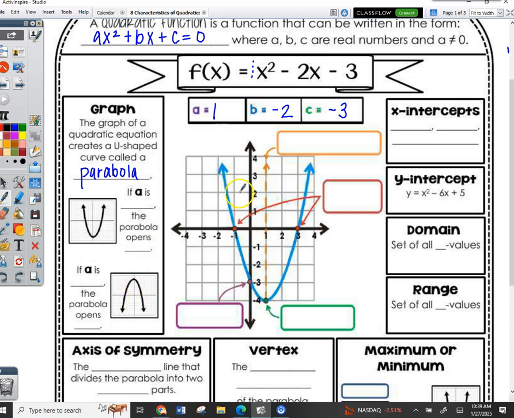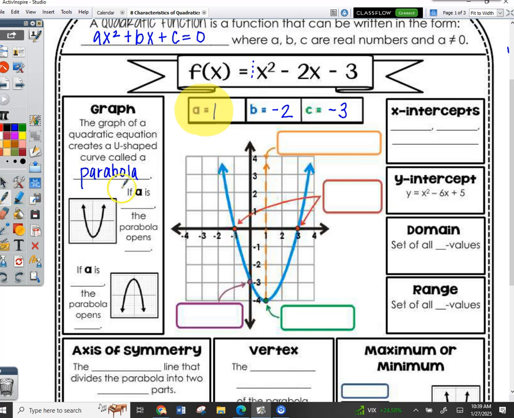Now, how do you know which way it's facing? Positive, negative. This is why I love math. It's common sense. What do you think positive would open? Upward. Up. And what do you think negative would open? Down. Downward. Now, where's the positive or negative actually going to be? It's going to be with this number right here.